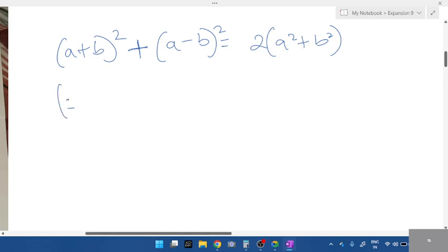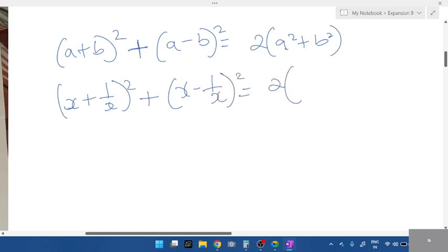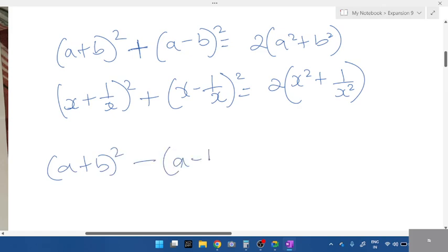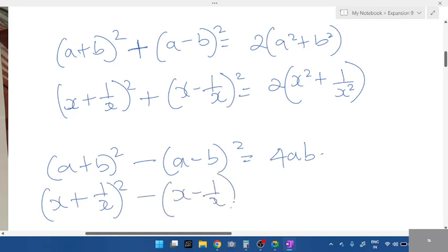You can copy it. In place of a, b, if (x plus 1 by x) the whole square plus (x minus 1 by x) the whole square is given, what will you get? 2 into (x square plus 1 by x square). Next, (a plus b) the whole square minus (a minus b) the whole square should give 4 into ab. Same way, if instead of a and b I take x and 1 by x, 4 into ab, what is 4 into?